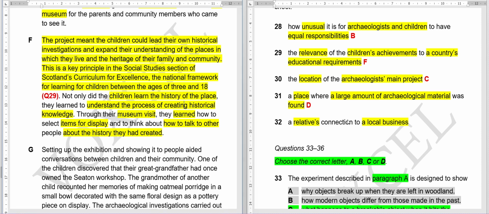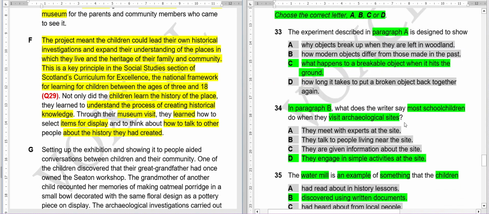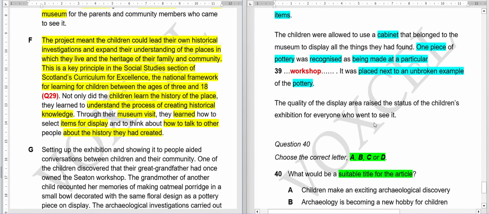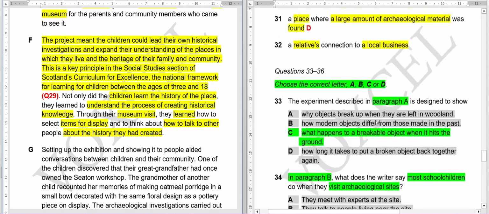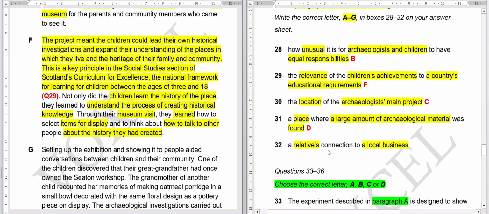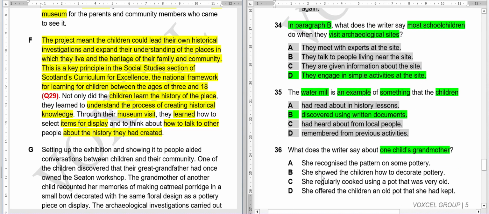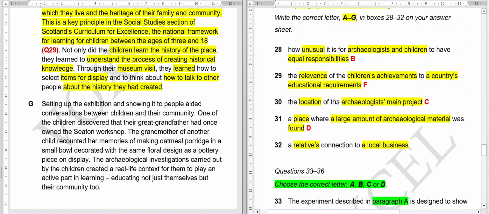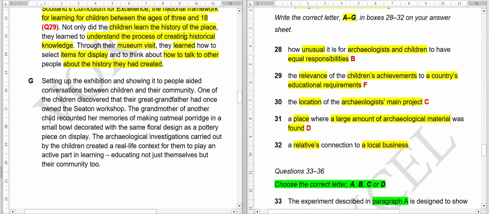So let's see 32. There is no mention of relative here. There is no mention of grandmother. We have done this. Okay, photo will be in the last. So as I suspected earlier, relative, and this will be in the last paragraph, that is G. So now we're going to read the G paragraph. We will be able to find two answers minimum. Maybe 40th will also be somewhere here.